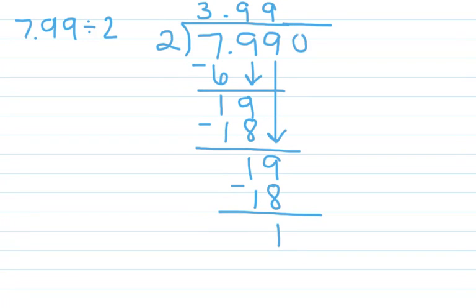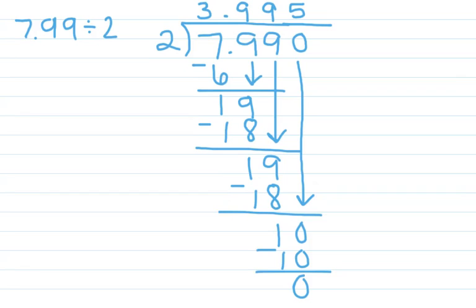Now I need to add a 0 here to bring down. And 2 goes into 10, 5 times. And 2 times 5 is 10, with a remaining balance of 0. So my final answer would be 3 995 thousandths. So I hope you did well on that one. And let's move on to our final problem to practice on your own.